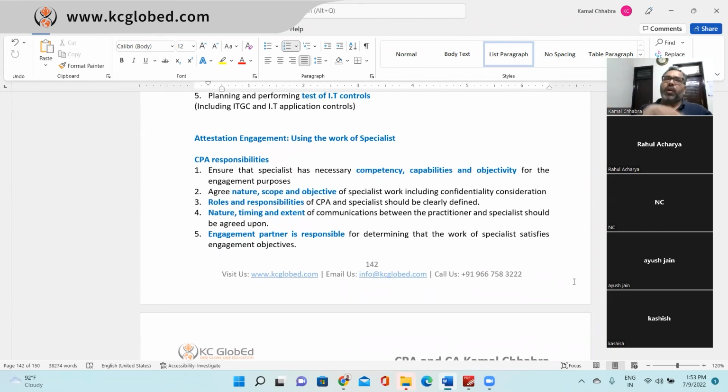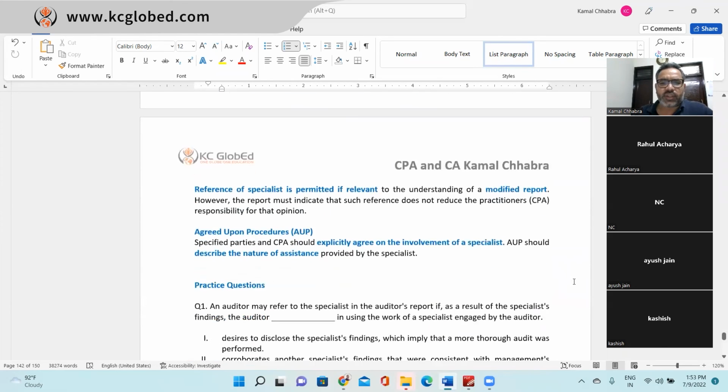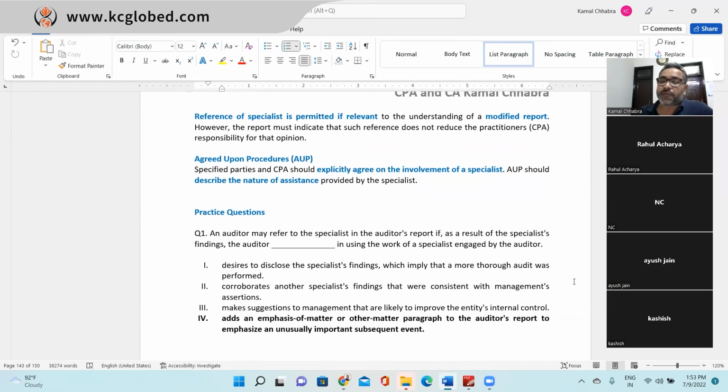Now, so far we discussed from the audit side. Now on the attestation side, if you are using the work of a specialist, what is the CPA's responsibility? They need to assess the competency, capability, and objectivity of the specialist; the nature, scope, and objective of the work for which they are involved; roles and responsibilities; the nature, timing, and extent of the work; and the engagement partner is ultimately responsible for determining that the work of specialists satisfies the engagement objective. These are all things you need to consider. And as for reference to the specialist in an attestation engagement, if you are making a modification, then you can give the reference if you feel it is good for better understanding of the user of the report.